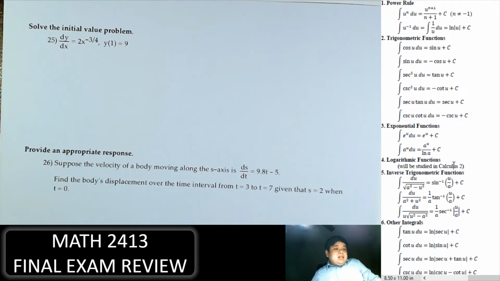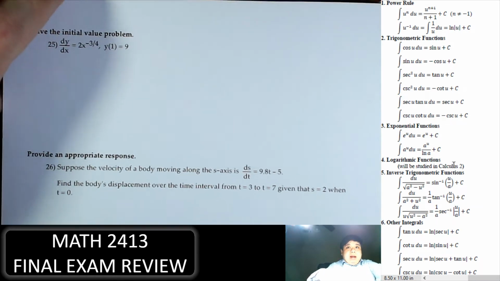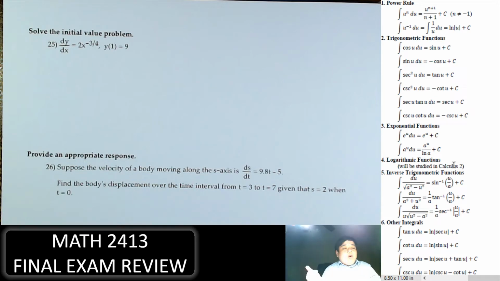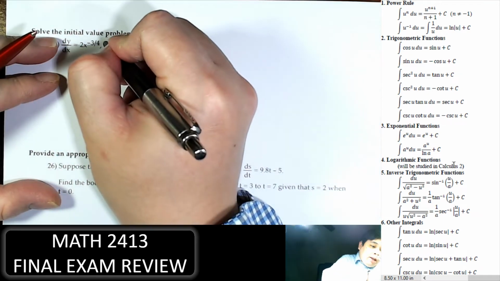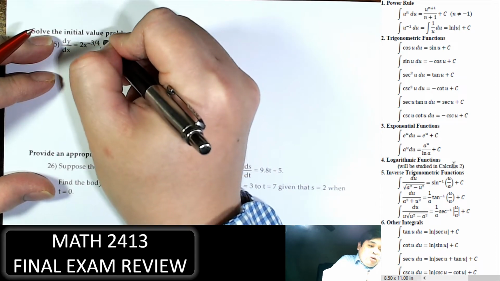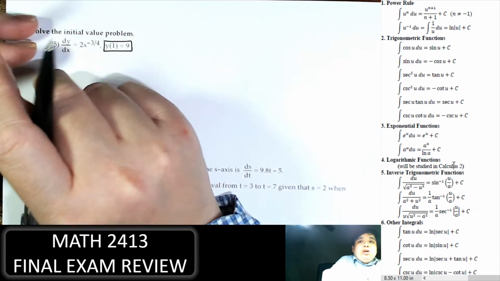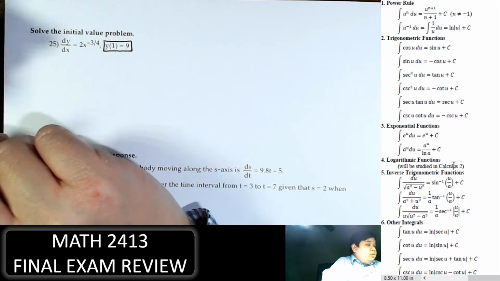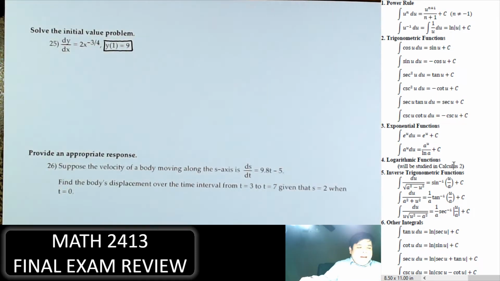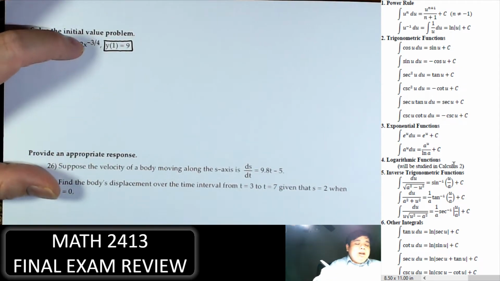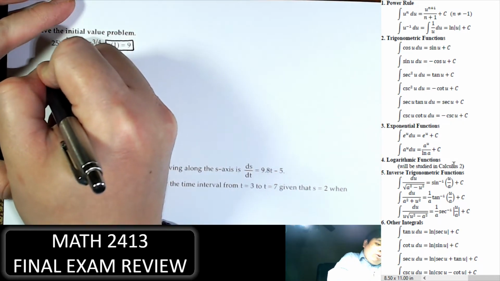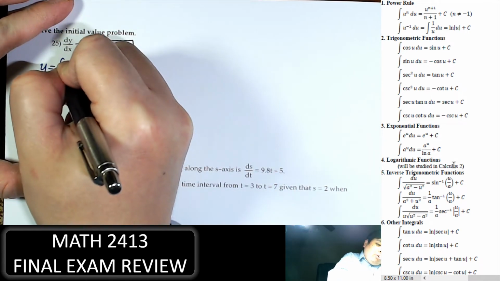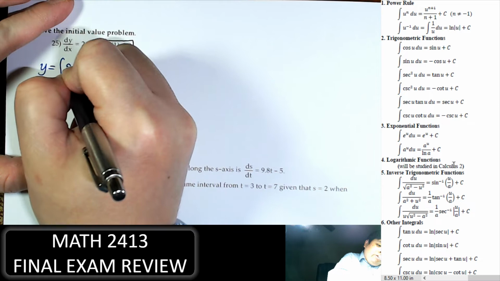Right, next, solve the initial value problem. So an initial value problem is just like what we've been doing, find the integral. However, in an initial value problem, we have the initial condition, and this condition allows us to find a particular value for c, so we have a particular solution. Right, anyway, the derivative is equal to that. So to get back to the function, we integrate to undo the derivative.